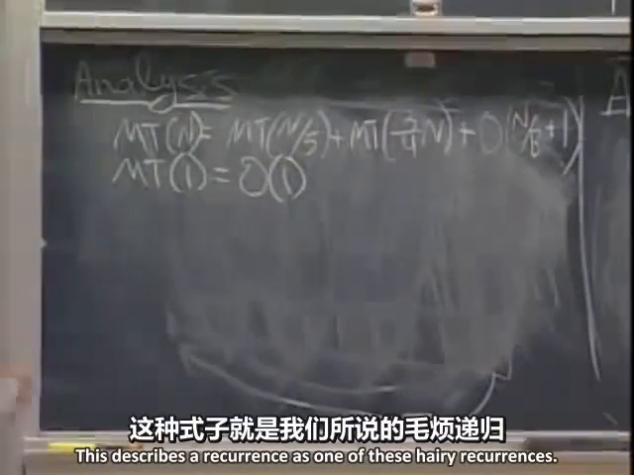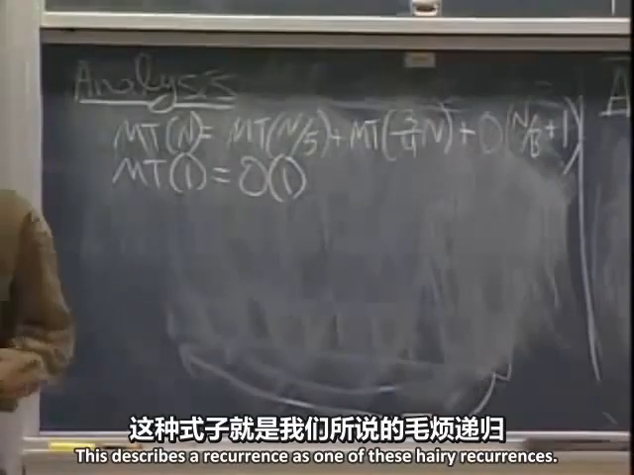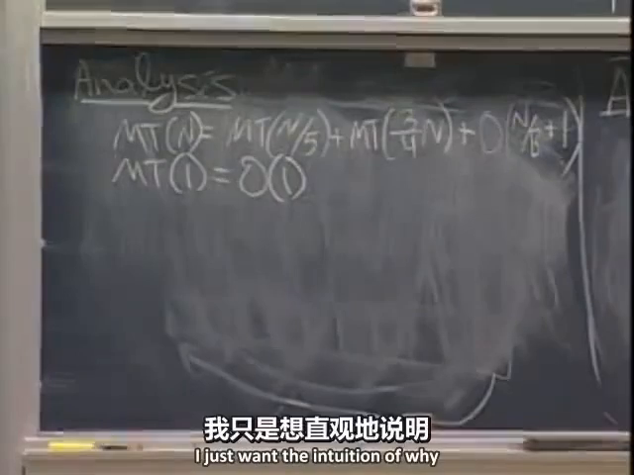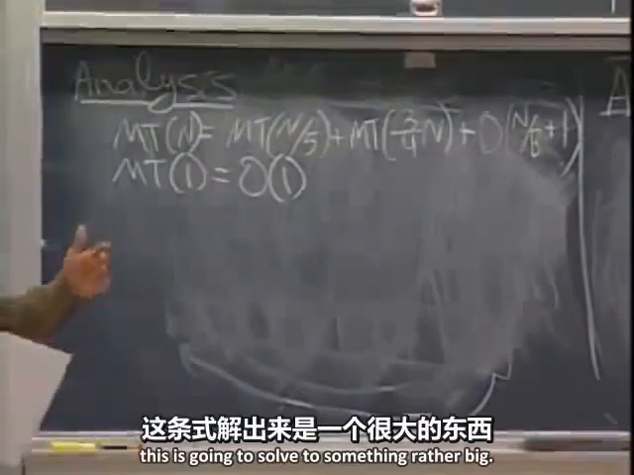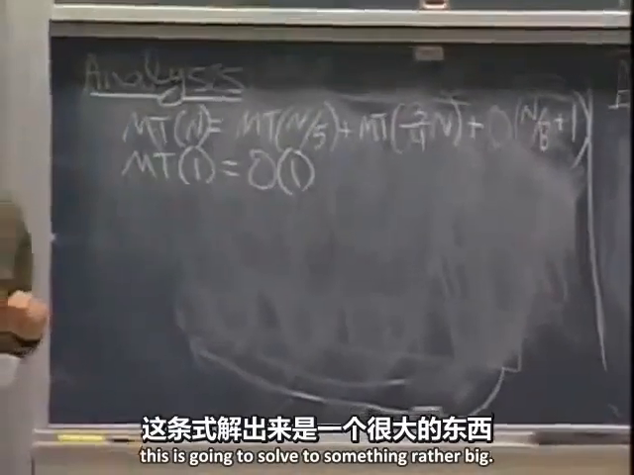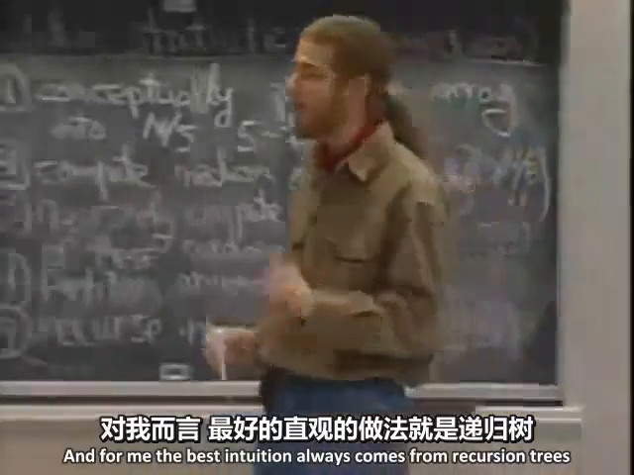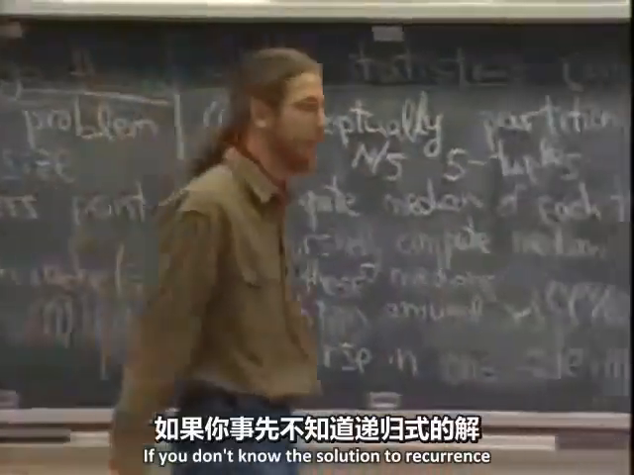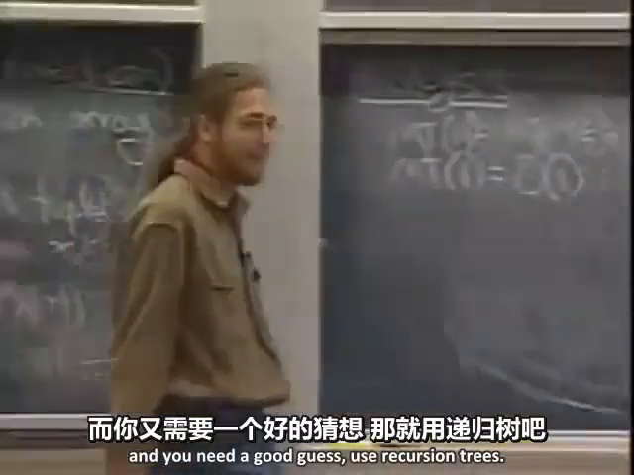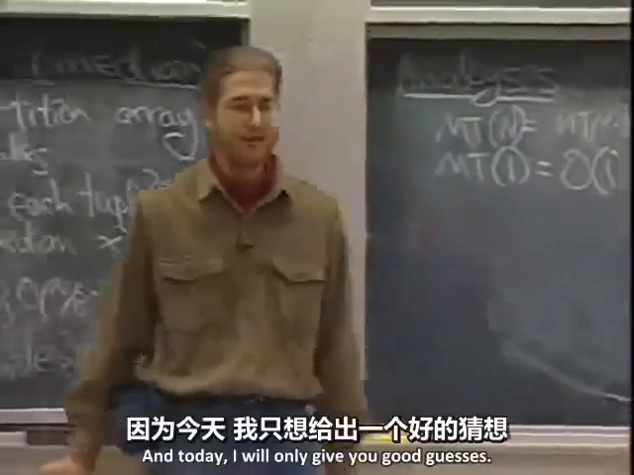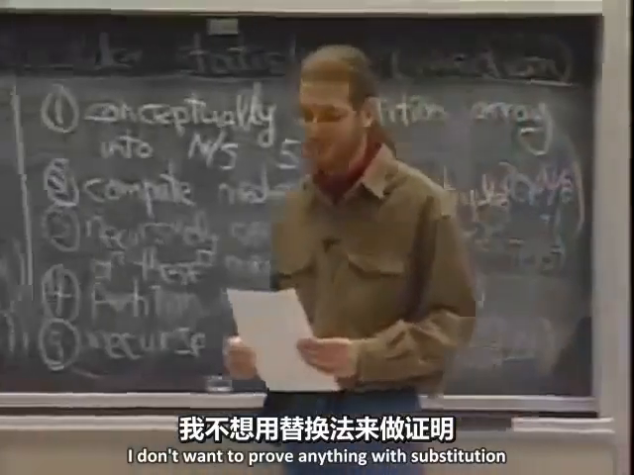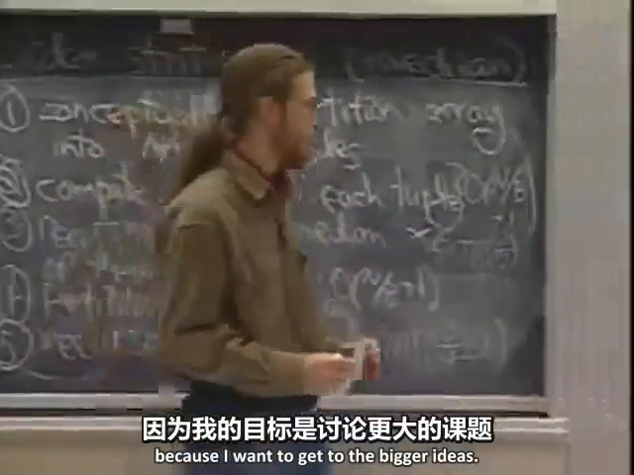Okay, this describes a recurrence as one of these hairy recurrences. And I don't want to use substitution. I just want the intuition why this is going to solve to something rather big. Okay? And for me, the best intuition always comes from recursion trees. If you don't know the solution to a recurrence and you need a good guess, use recursion trees. And today, I will only give you good guesses. I don't want to prove anything with substitution, because I want to get to the bigger ideas.